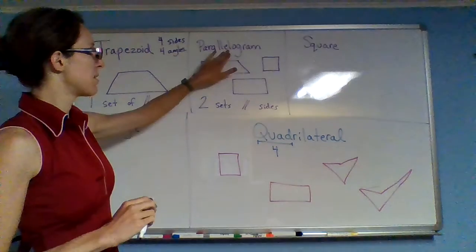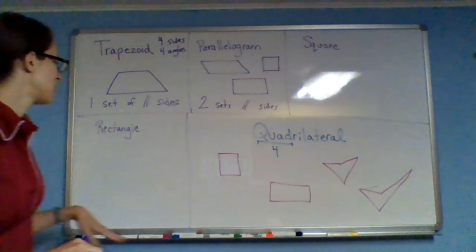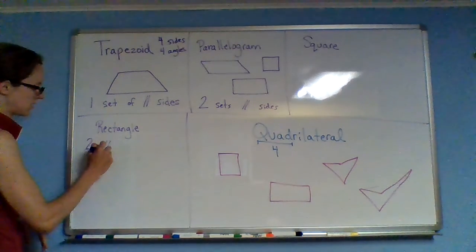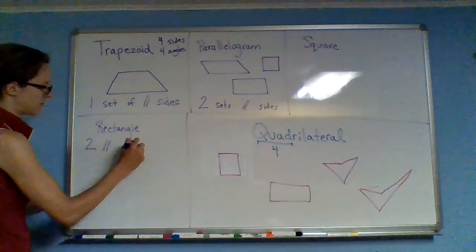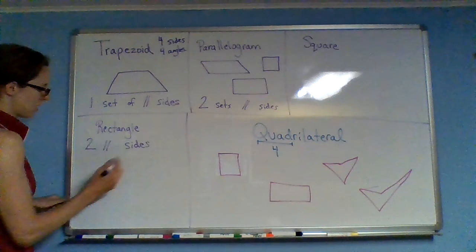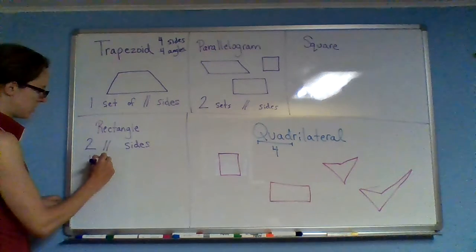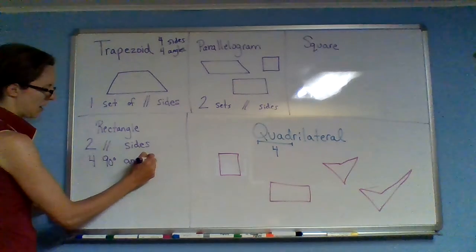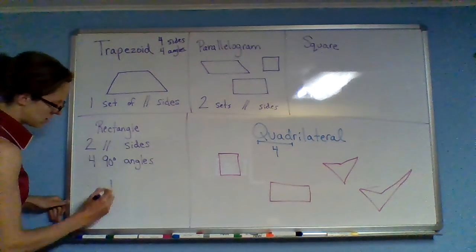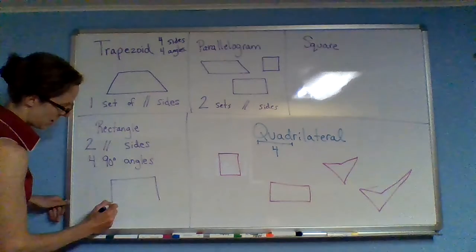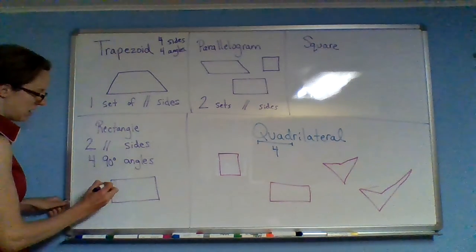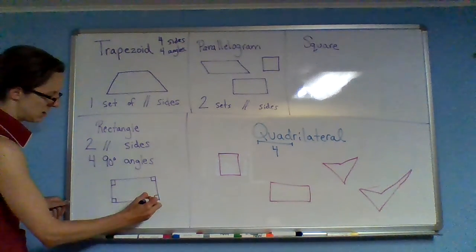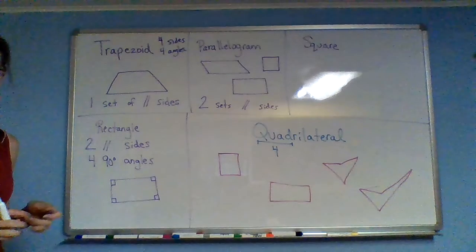So a rectangle is a parallelogram, but not every parallelogram is a rectangle because in a rectangle we have another special trait. So two sets of parallel sides. We also need four 90-degree angles. So a rectangle has two sets of parallel sides, and all the corners have to be 90 degrees when you get to them.